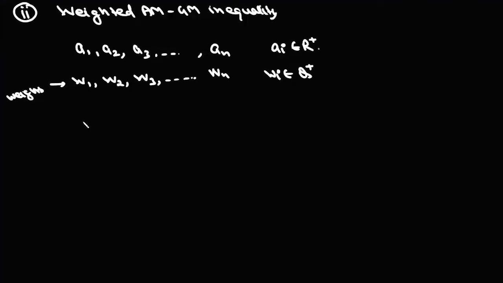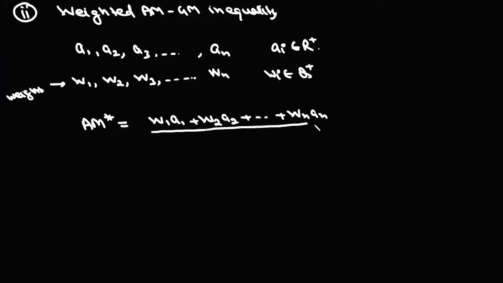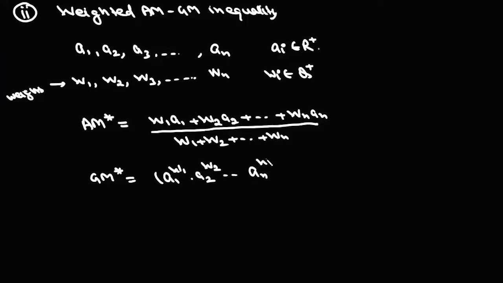Then we can write their weighted arithmetic mean as this AM star, and it will be w1a1 plus w2a2 up to wnan upon w1 plus w2 up to wn, and we can write their weighted geometric mean as a1 to the power w1, a2 to the power w2 and an to the power wn, whole to the power 1 upon w1 plus w2 up to wn.